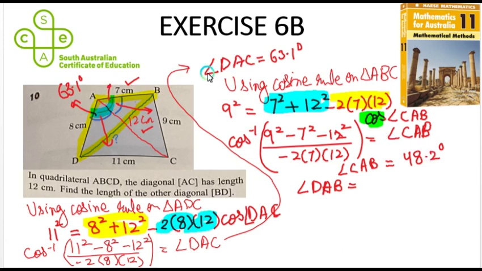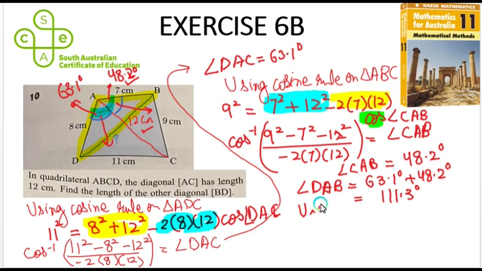With this angle we have found is 48.2, and this is 63.1. So DAB will be the sum of these two angles. So 63.1 plus 48.2, so we get 111.3 degrees. So I'm going to use the cosine rule upon this yellow triangle, which is ABD.